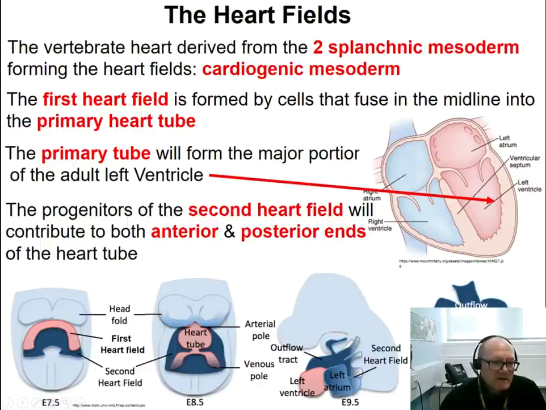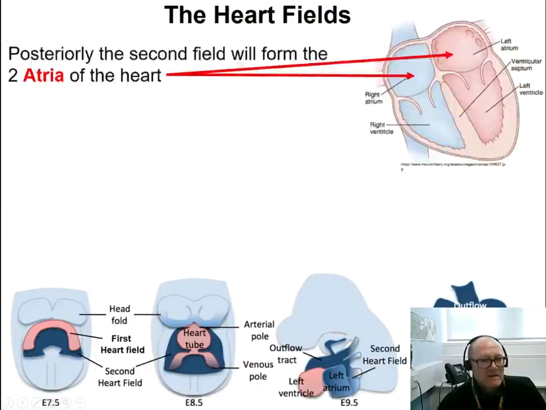Okay, so the cells from the secondary heart field do not form a tube initially. They are cells that surround, if you want, the primary tube. These cells are responsible for structures of the heart at both the anterior and posterior ends. Posteriorly, the second heart field cells are going to form the 2 atria. Now, the 2 chambers of the atria are initially formed posteriorly.